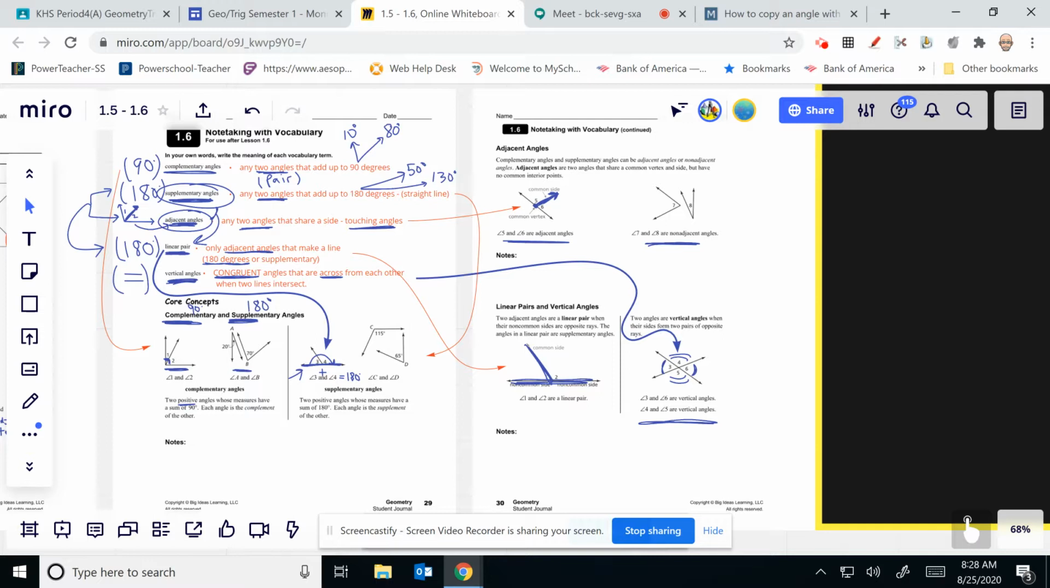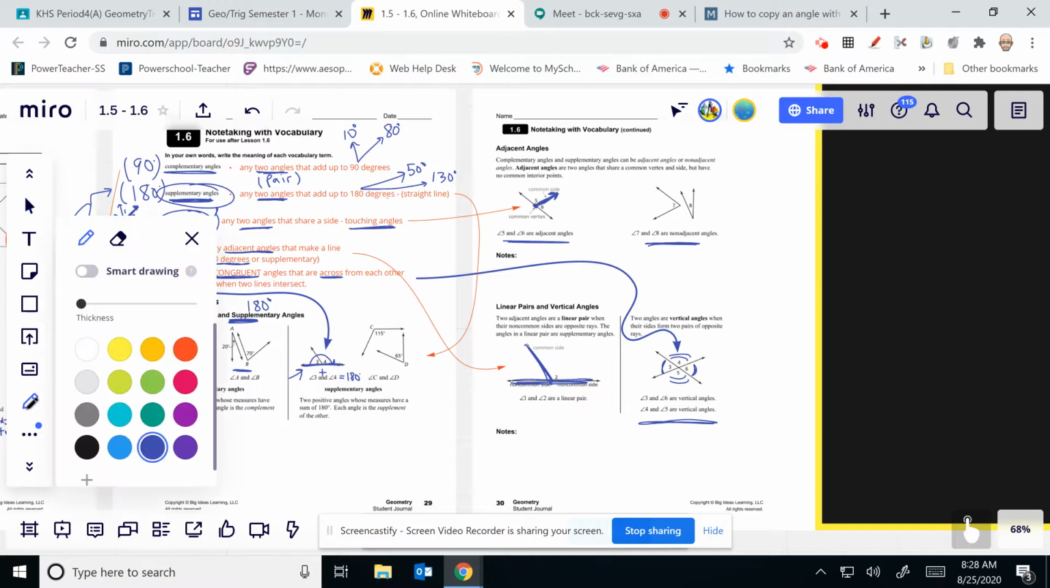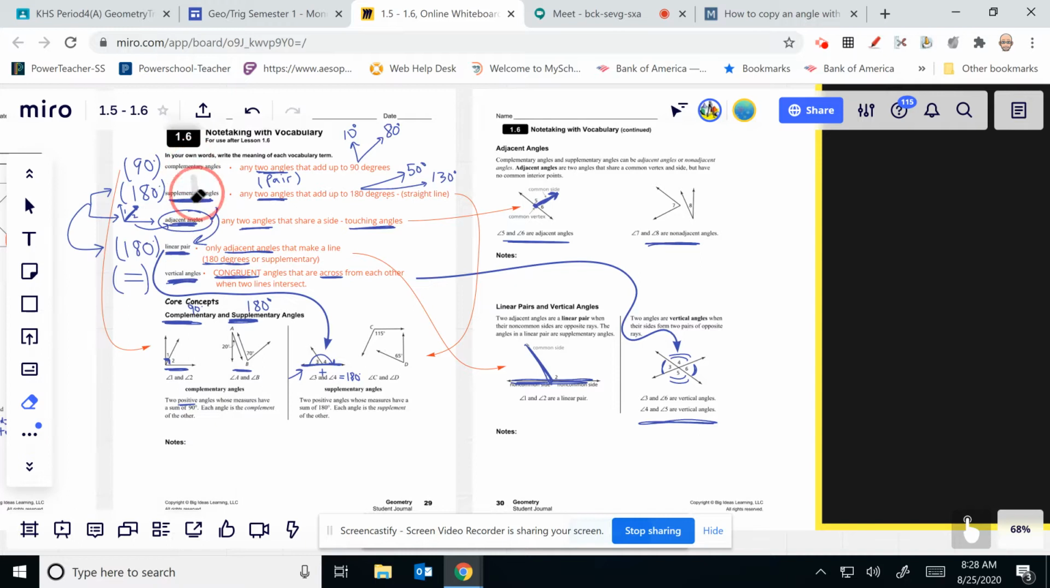And I want to show you the different pairs. There are 5 different pairs. Okay, so I'm going to erase this stuff.